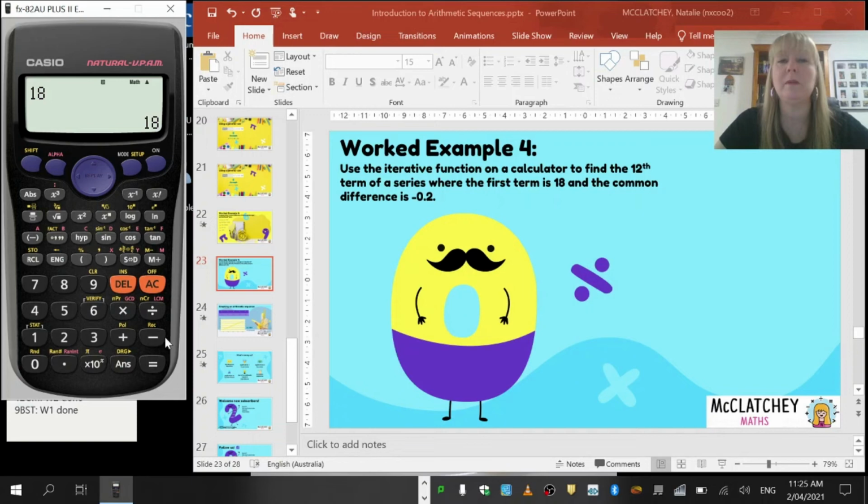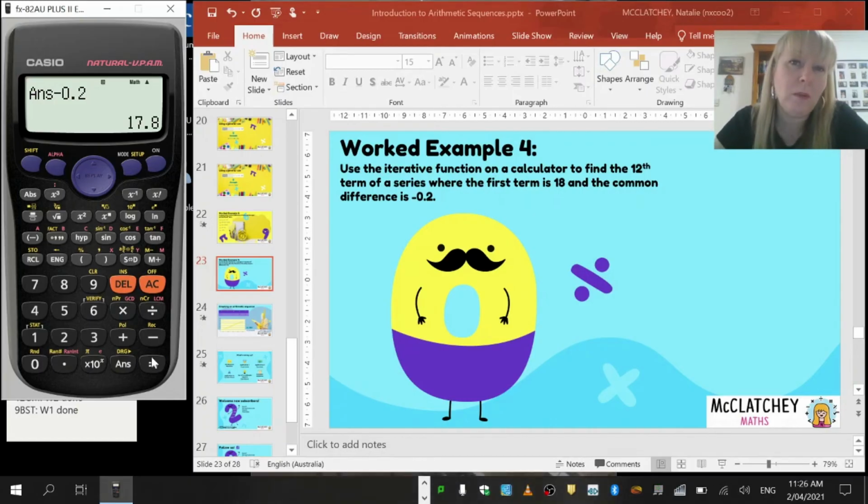Okay, so now what we're doing is we're taking 0.2 away. So I'm going to type in minus 0.2. Now remember, I've already put the first term in. So when I press the equals button, I'm going to find the second term. And each time I press the calculator's equals button, I'm going to find the next term in the series. So here's my third term, fourth term, 5th, 6th, 7th, 8th, 9th, 10th, 11th, 12th. So I can actually do that really quickly on the calculator.